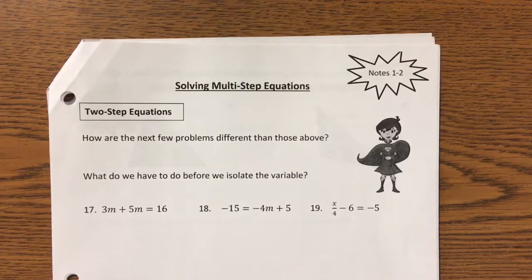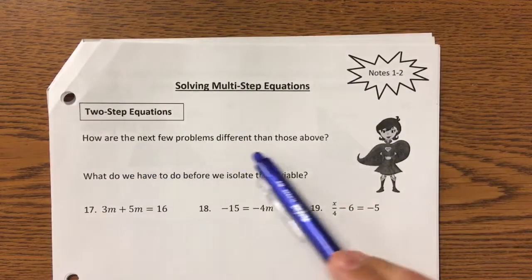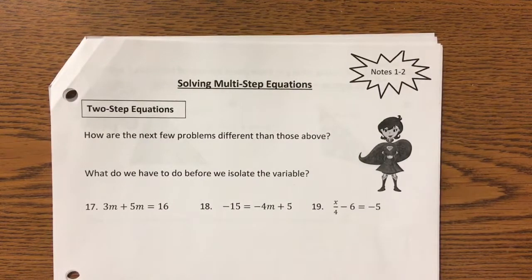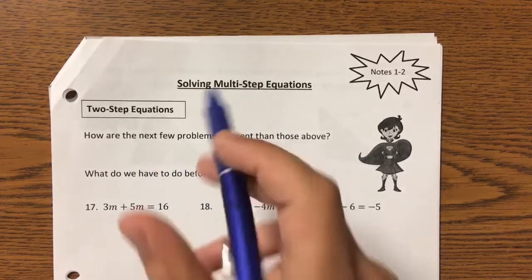All right, so to solve two-step equations, how are the next few problems different than those above? Well, they're going to have more than one step. In other words, the different sides of the equation are going to have an expression which is typically not simplified. So in some of these, you're going to have to simplify each side before you start the solving process. So how are these different?